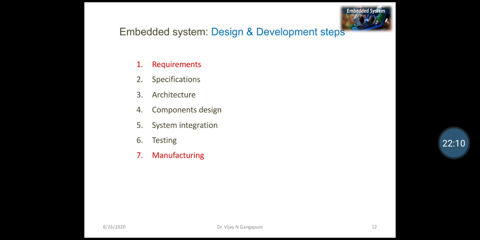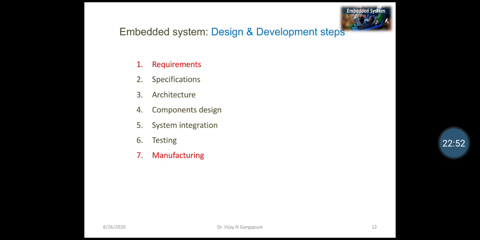And the last point is embedded system design and development steps, meaning if you want to design and develop an embedded system, what are the steps? These are very much similar to the life cycle of an embedded system. So the first thing you have to do if you want to design and develop an embedded system is the requirements. You have to take requirements from the customer, so what the customer wants. That requirements you have to collect from the customer by analyzing the customer's requirement. So that is the first step.